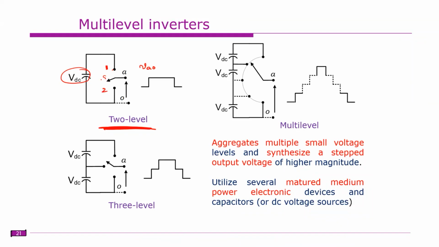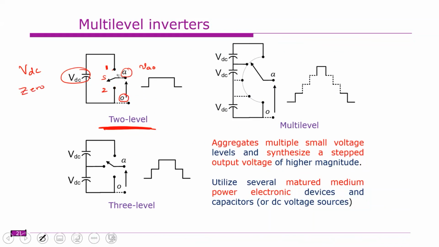Now the switch S is connected to A, or it's connected to 1. What is the voltage across A and 0? VDC. If the switch is toggled to 1, what is the voltage between A and 0? VDC. If A is connected to 2, what is the voltage between A and 0? Minus VDC? Zero. Why not minus VDC? This is connected here, right? We are measuring the voltage between A and 0. What is the voltage here? 0. 0, right?